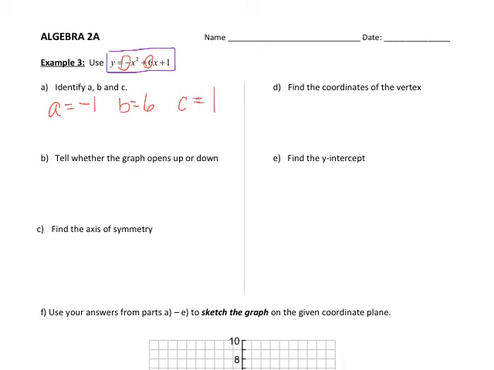Each of these values is going to help us find out more about the graph. So as long as we can pick out the A, B, and C, we should be pretty good about finding out the other things about the graph. Okay, so which way is this going to open? Is this graph going to open up or down?